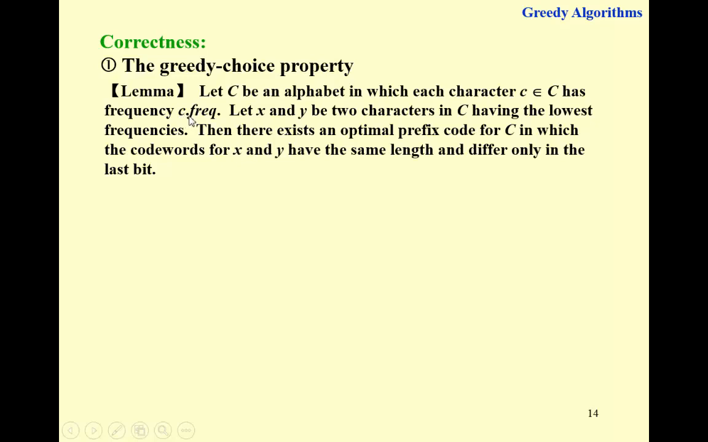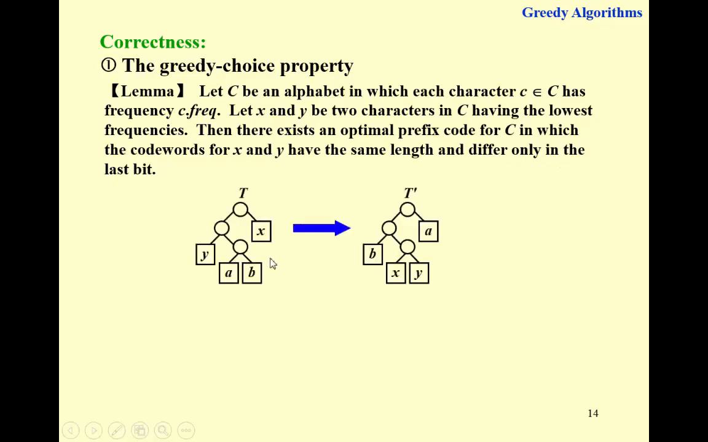So here C is the character and this is its frequency. And let X and Y be 2 characters in this character set having the lowest frequencies. And then there exists an optimal prefix code for this character set in which the code words for X and Y have the same length and differ only in the last bit. So what does it mean? It means we need to prove this.